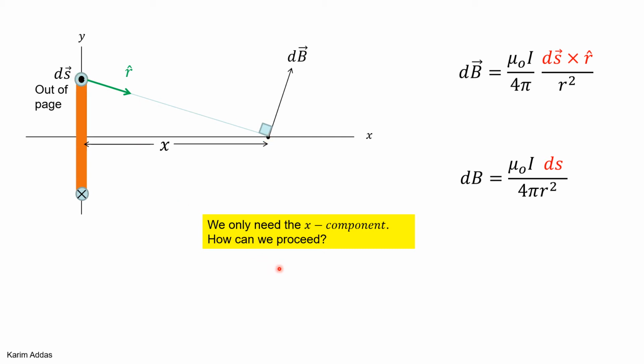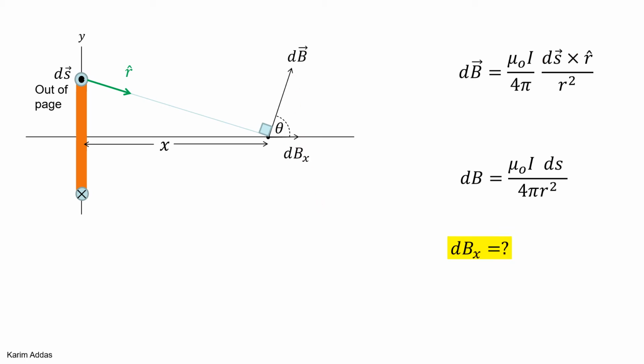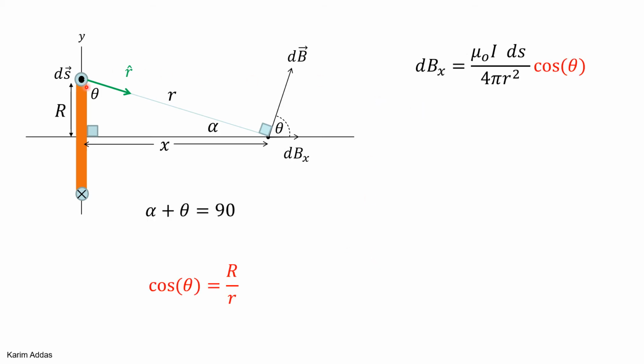Now, we just showed previously from the symmetry argument that we only need the x component. So how can we proceed to get the x component of this? Clearly, if you have any vector and you want to get its x component, dBx, you take dB and you multiply by cosine theta, where theta is this angle. So dBx, which is what we want, is dB times cosine theta. dB is this, and there's the cosine theta. So this is now the component of the magnetic field in the x direction. It's still due to only this element of current. It's not the total magnetic field. All this is just the magnetic field in the x direction due to this particular element of current.